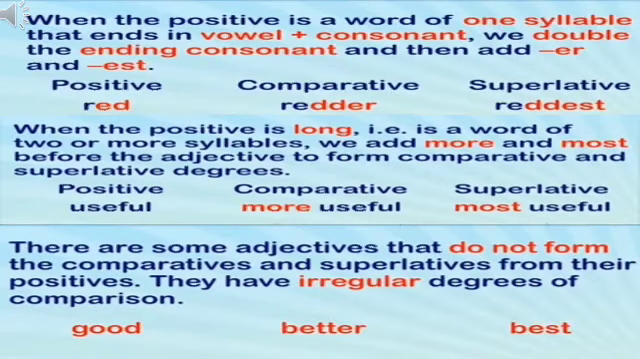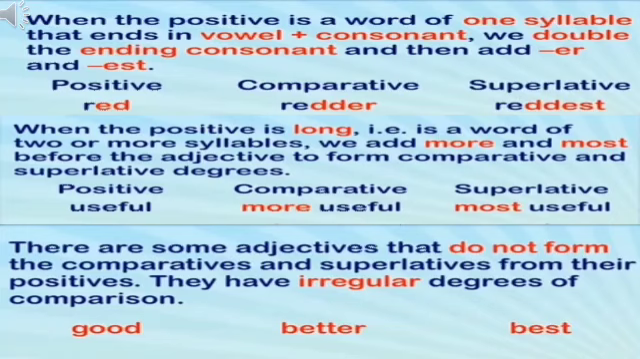When the positive degree is a word of one syllable that ends in vowel plus consonant, we double the ending consonant and then add er and est. For example, red, then r-e-double-d-er, redder, r-e-double-d-est, reddest. When the positive is long, means to say positive is a word of two or more syllables, we add more and most before the adjectives to form comparative and superlative degrees. Useful, more useful, most useful.